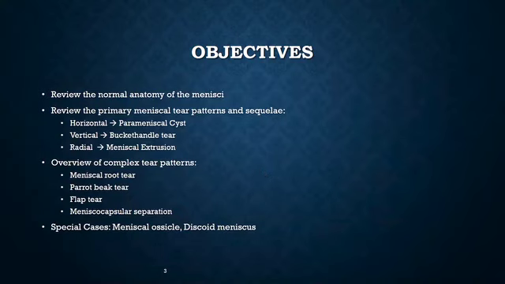So the objectives of this presentation are, first, to review the normal anatomy of the menisci. Second, to touch on the basic tear patterns that involve the meniscus as well as their sequelae or complications. And then to review the complex tear patterns involving a meniscus. And then finally to touch on some special cases.